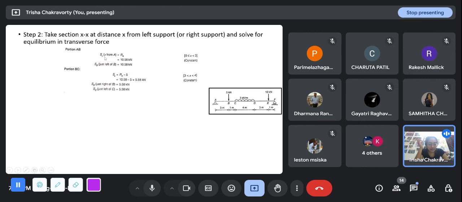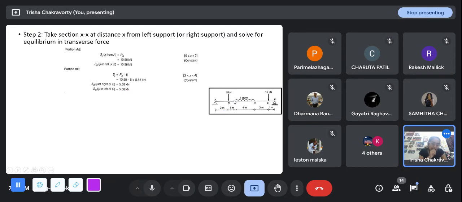So you see there is a jump at B. In the shear force diagram, at B just to the left I have 10.58, just to the right I have 5.58. So there will be a jump in the shear force diagram, and that is what I said in the beginning. There is a jump in the shear force diagram whenever there is a point load. Now I have reached C, and I still have 5.58 kilonewton.